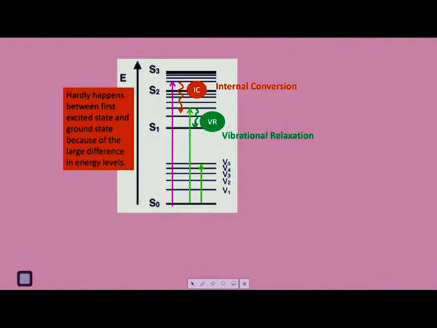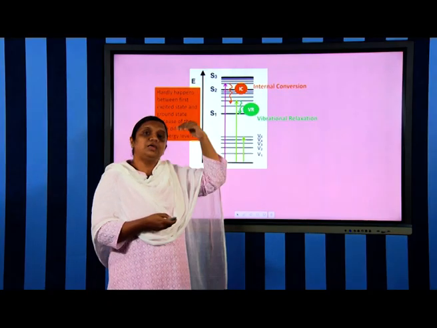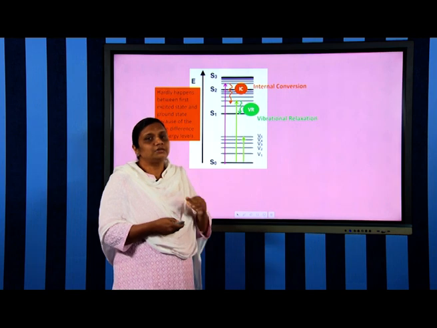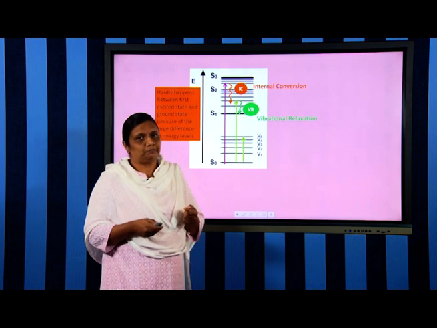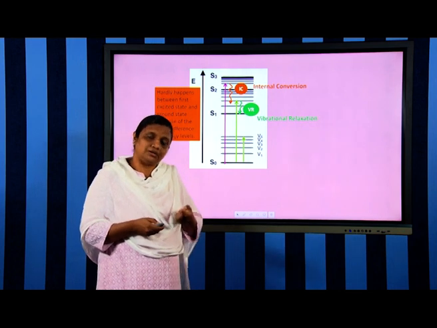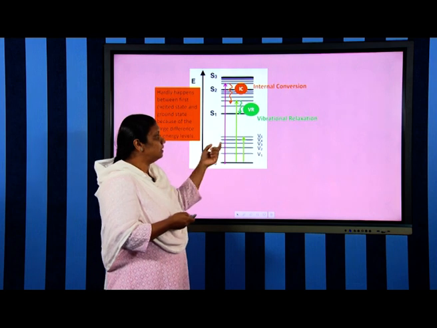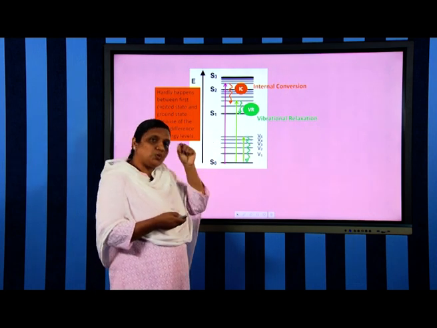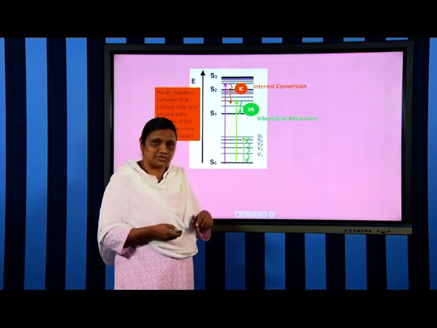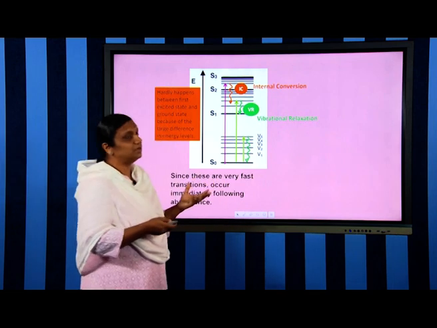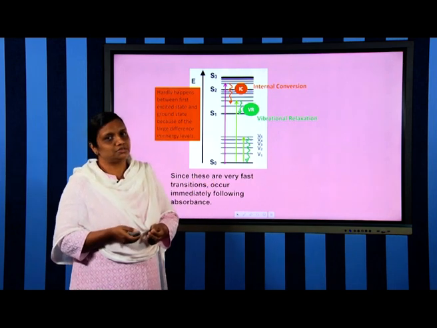The third possibility is that the electron accepts energy from the ground state and goes to a higher vibrational level of the same ground state. It does not go to a higher electronic state, but remains within the ground state at a higher vibrational energy level. Then the electron can come down to the lowest vibrational level of the ground state. There also vibrational relaxation happens, and that is also a non-radiative transition.